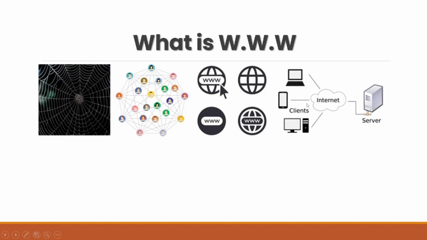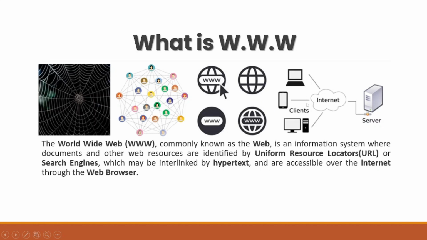Now, what is the World Wide Web? According to a popular definition, the World Wide Web, that is WWW, commonly known as the web, is an information system where documents and other web resources are identified by uniform resource locators, in short, URL, or search engines, which may be interlinked by hypertext and are accessible over the internet through the web browser. Now, you will notice that some of those words are highlighted. Those words that are highlighted, I will explain, but this is just a general definition of it.